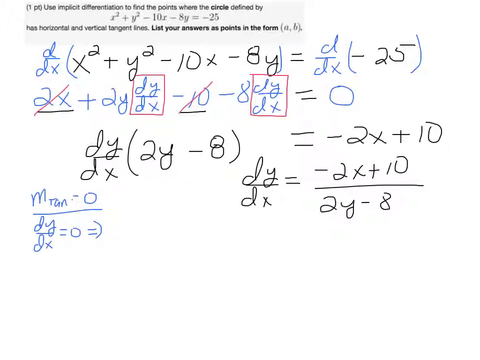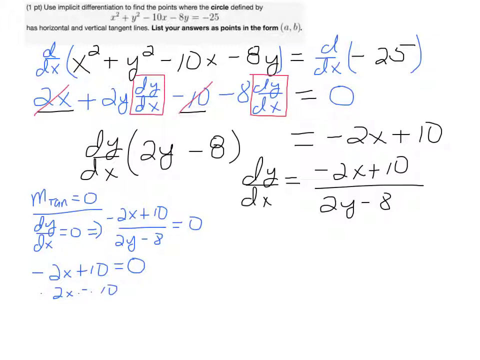But that implies that (minus 2x plus 10) over (2y minus 8) is equal to 0. And the only way that a fraction like this one is equal to 0 is if the top is equal to 0 but the bottom is not. So we simply set the top equal to 0, and we solve this equation like so, and we get x is equal to 5.